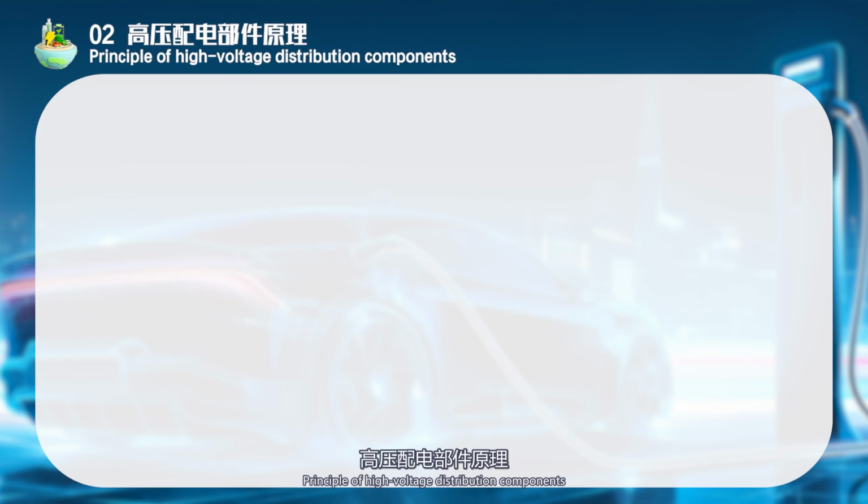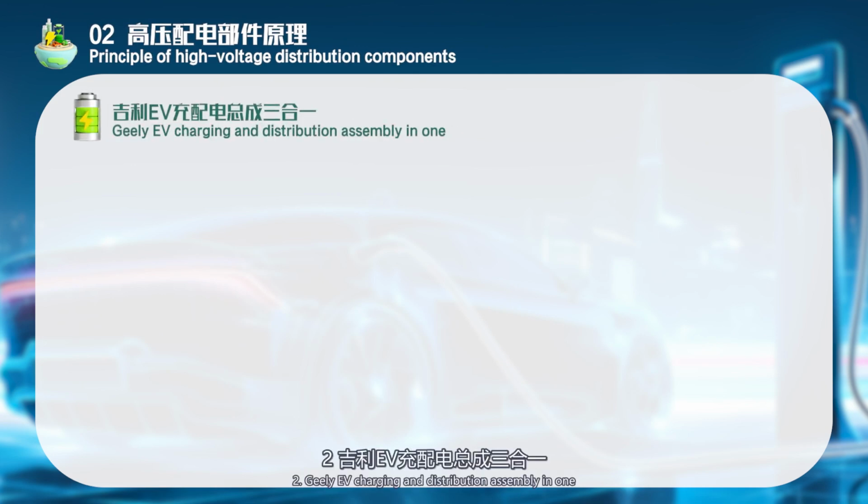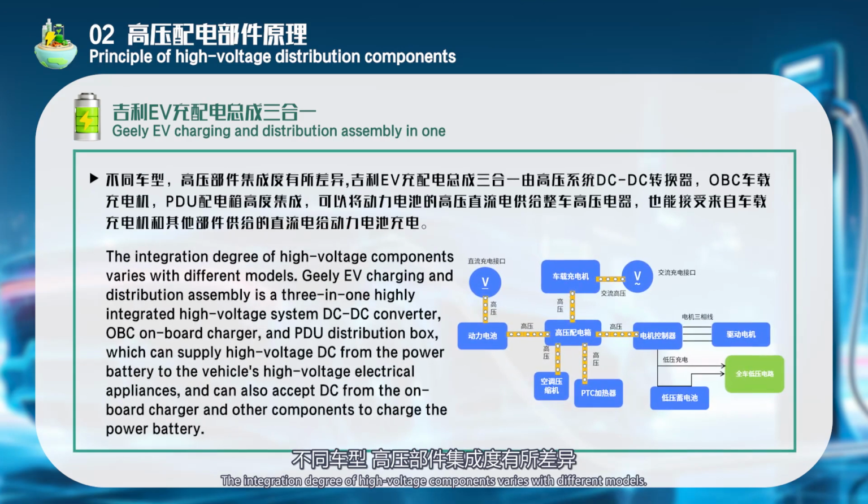2. Principle of high-voltage distribution components. 1. Healy EV charging and distribution assembly. The integration degree of high-voltage components varies with different models. The Healy EV charging and distribution assembly is a 3-in-1 highly integrated high-voltage system: DC-DC converter, OBC onboard charger, and PDU distribution box, which can supply high-voltage DC from the power battery to the vehicle's high-voltage electrical appliances, and can also accept DC from the onboard charger and other components to charge the power battery.